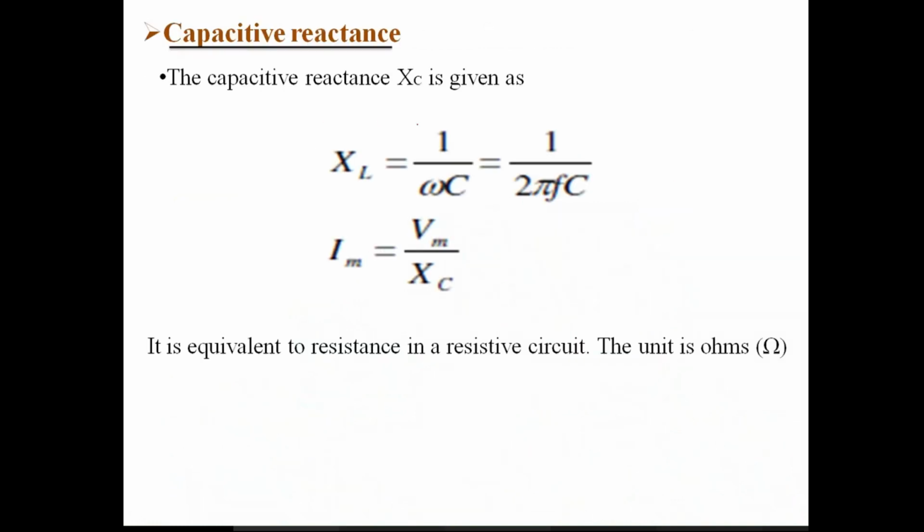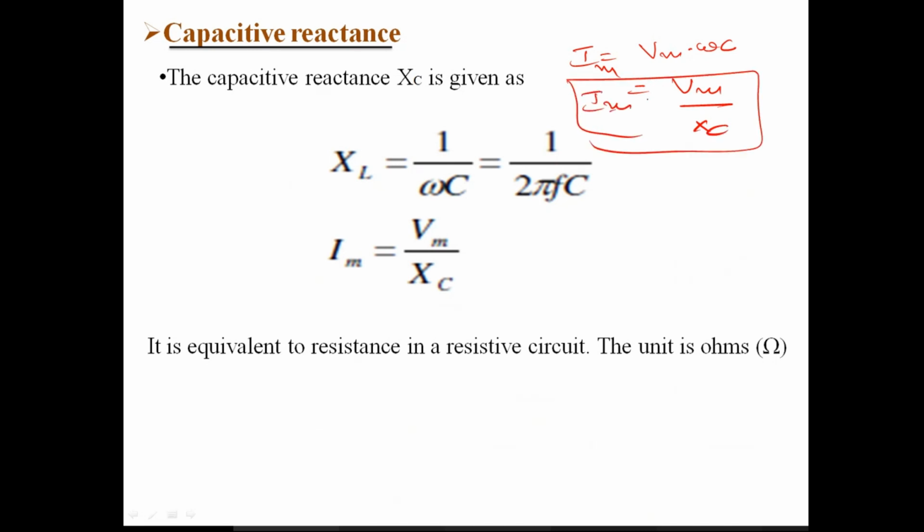So then, capacitive reactance. Earlier, in the expression, we already defined Im: Im is equal to Vm into omega c. That Vm into omega c, I write it as Im equal to Vm by Xc to satisfy Ohm's law. According to Ohm's law, current is equal to voltage divided by impedance. Therefore, this Xc is the capacitive reactance, where the capacitive reactance Xc is equal to 1 by omega c.